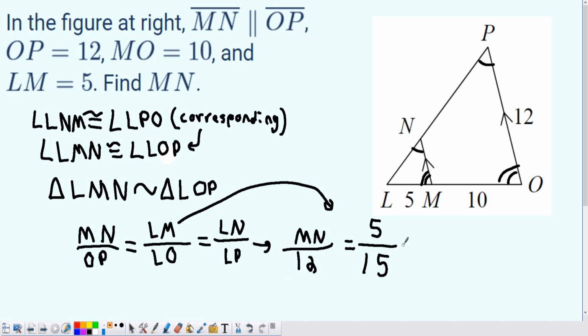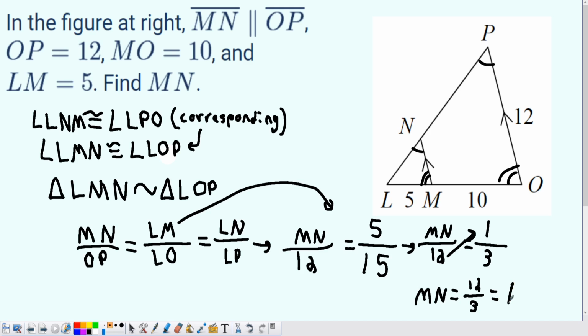Now, from there, we could just multiply the 12 over, but I think it's handy to see that before we do that, 5 over 15 simplifies into 1 over 3. And that means when we finally multiply 12 on both sides, I'm going to multiply the 12 over here, we get MN equals 12 over 3, but that is just, of course, 4. So that is our answer. MN is equivalent to 4.